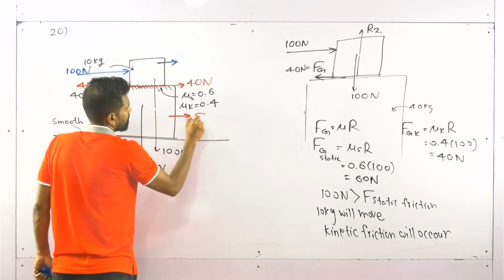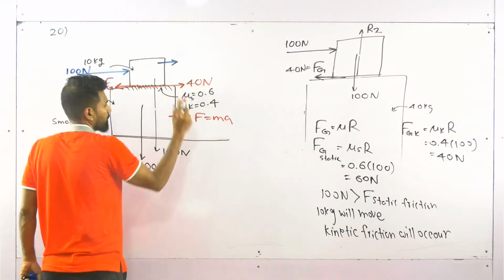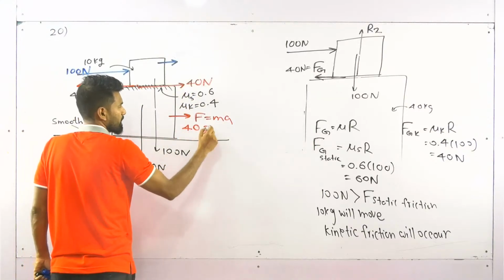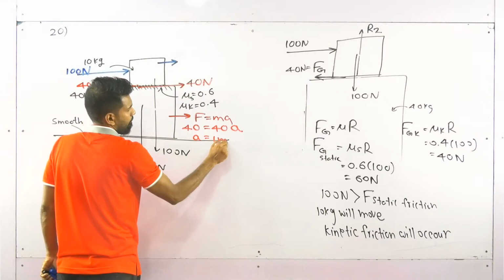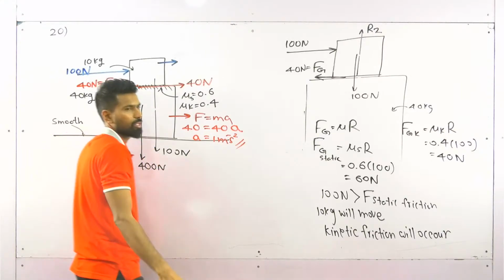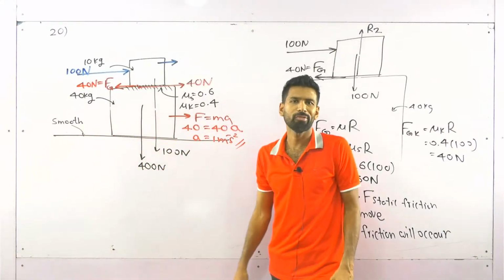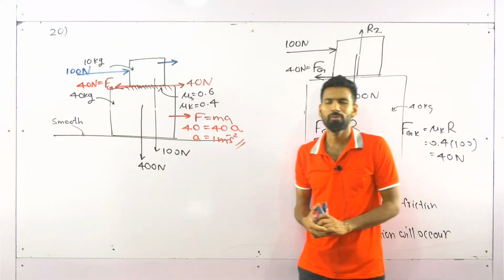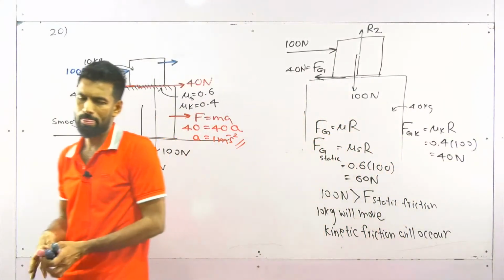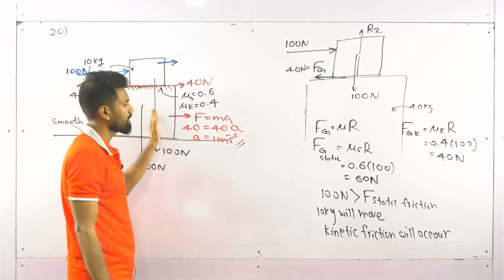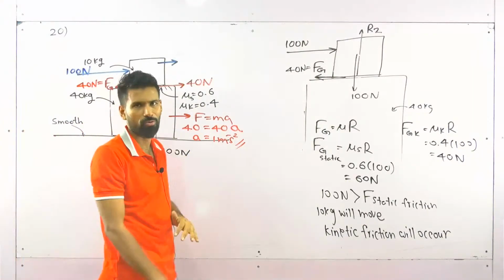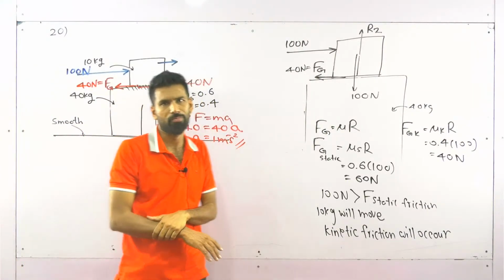Applying F equals ma for the lower mass, there's a 40 Newton force. Now mass is 40, acceleration is 1 meter per square second. The lower block will move rightward with the acceleration of 1 meter per square second.